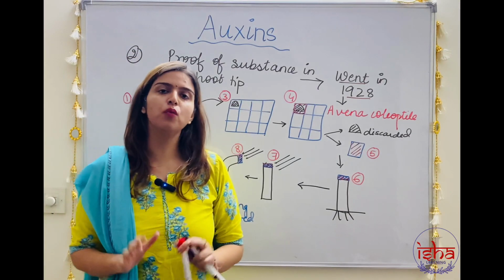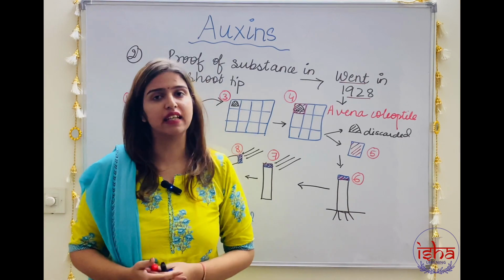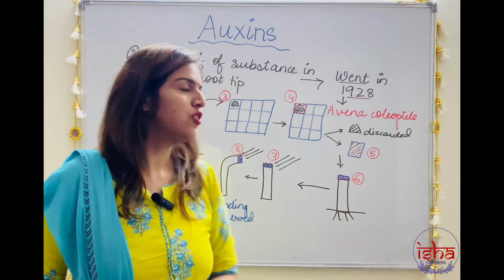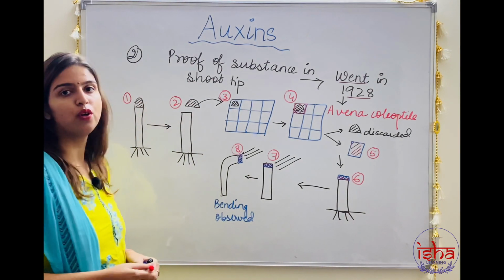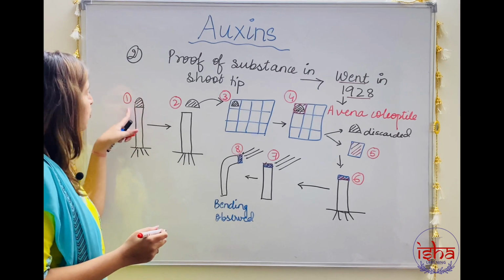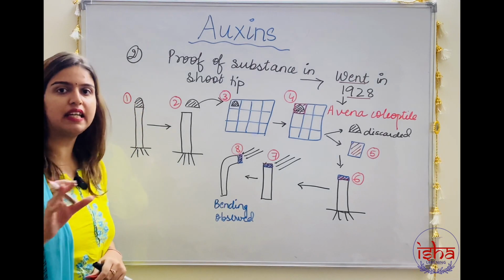Avena is basically what we know as oat seedlings. Okay, so these are the oat seedlings on which he made his studies. So what was the experiment all about? So he took the Avena coleoptile and here we see that this coleoptile has its shoot tip intact.